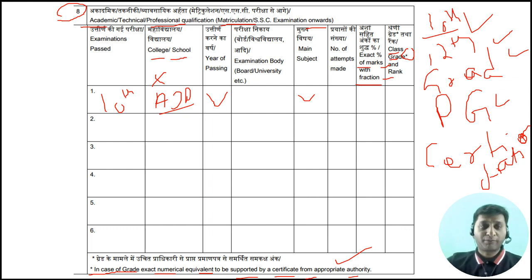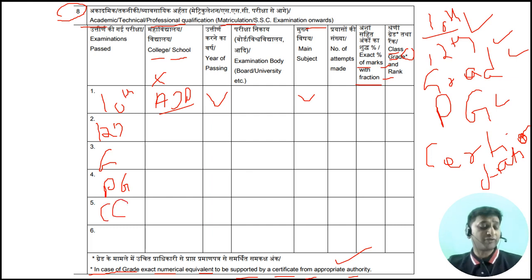So this is about 10th. Then you similarly write about 12th. Then you write about graduation, your post graduation if you have any, and then you can write about your certification courses if you have. Again, particularly if they are a bit longer, of 6 months, 1 year or so, that is only, I would say, a professional qualification then. So that's about point number 8.